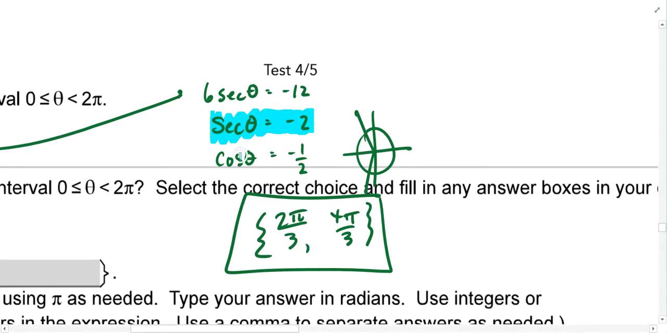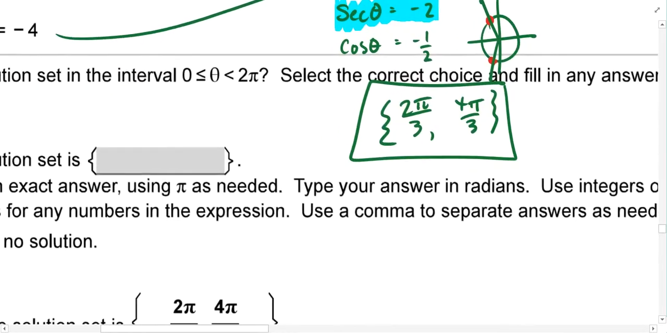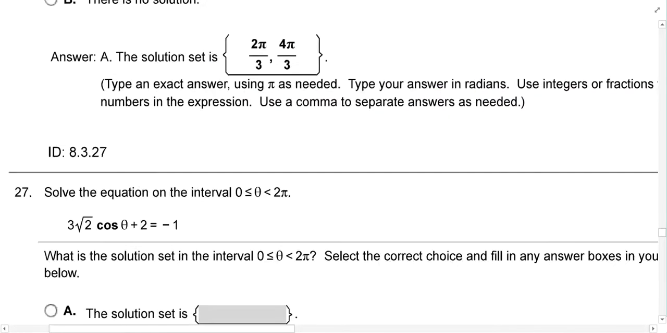Instead of calling this secant, let's call it cosine. And if we reciprocate the left side of the equation, we should do so on the right. Instead of secant theta equals -2, we now have cosine theta equals -1/2. And when does cosine equal -1/2? Well, that happens in these two positions here, 2 pi over 3 and 4 pi over 3.